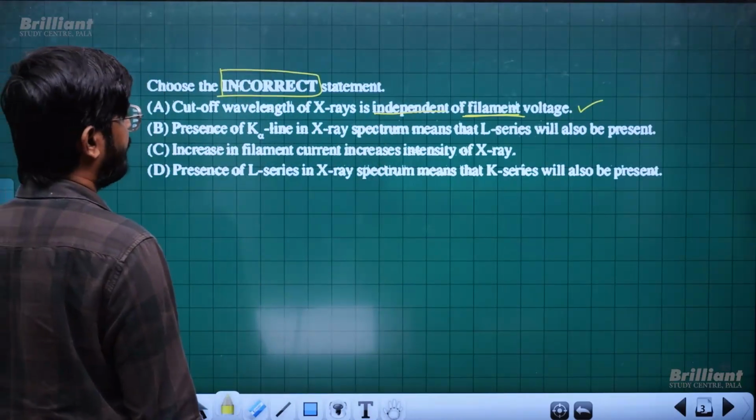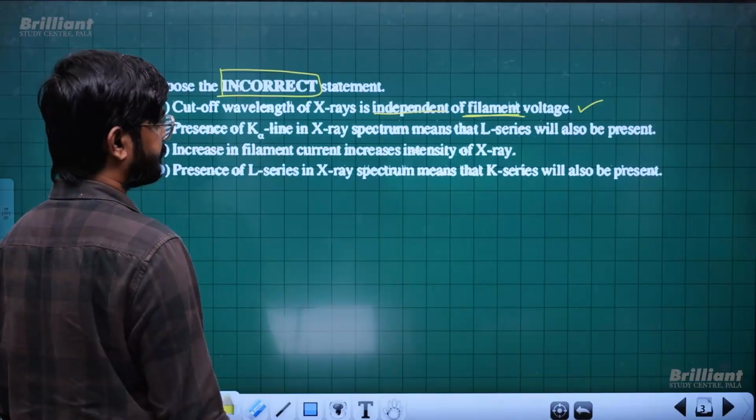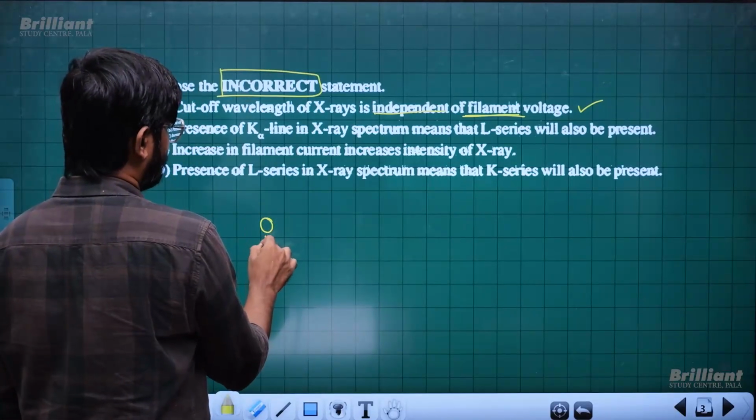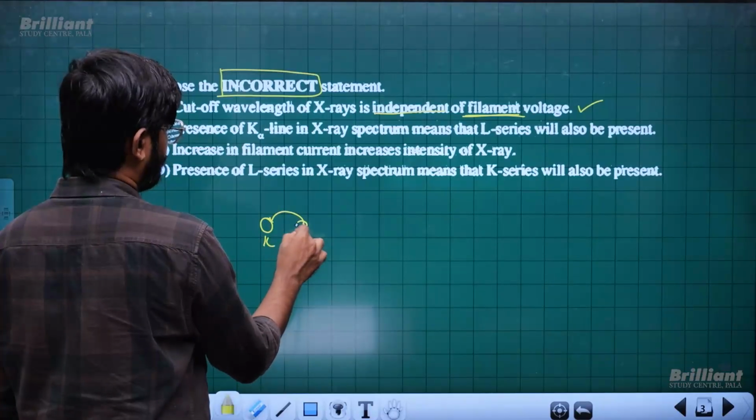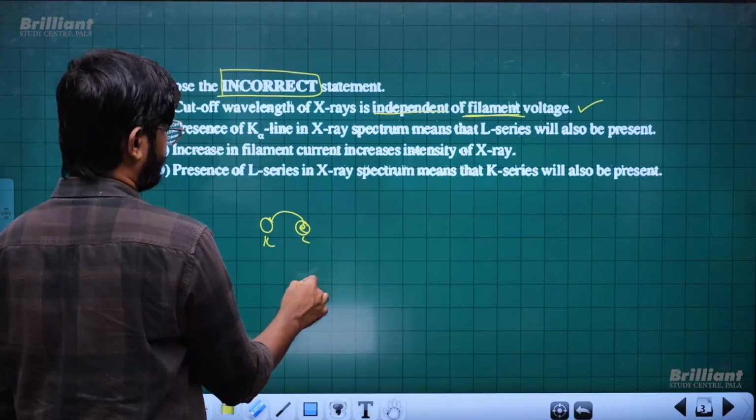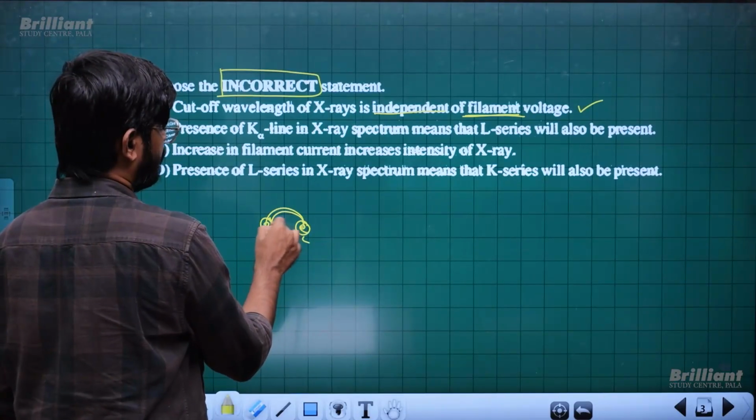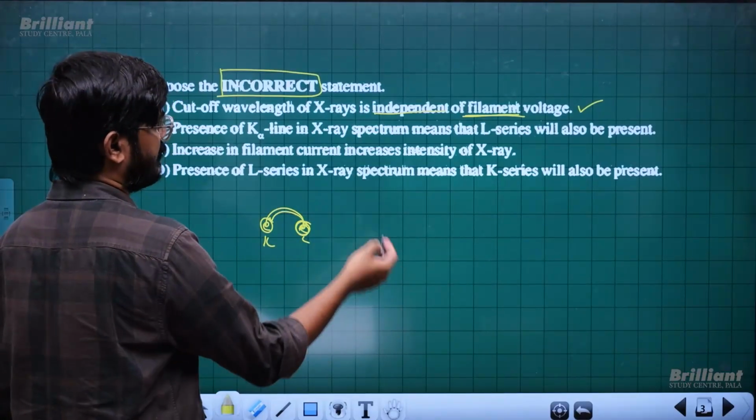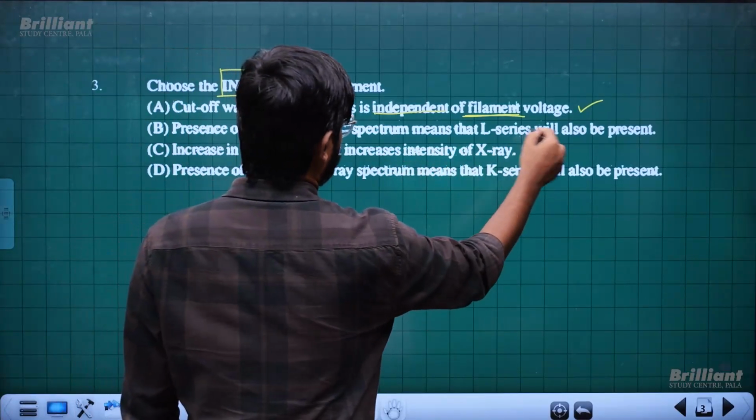Presence of K alpha in the X-ray spectrum means the L series is present. K alpha means a vacancy is created in the K shell, which is occupied by an electron from the L shell. Because of this, a vacancy comes in the L shell, which will be occupied by some other electron. So the L series will be present.